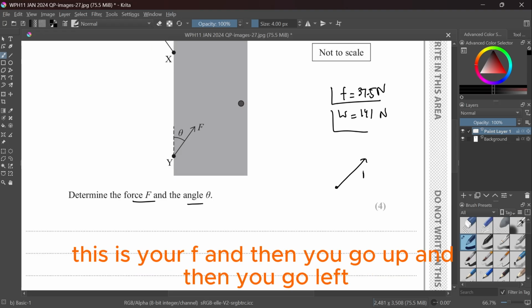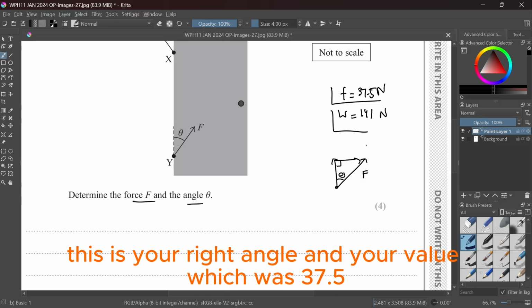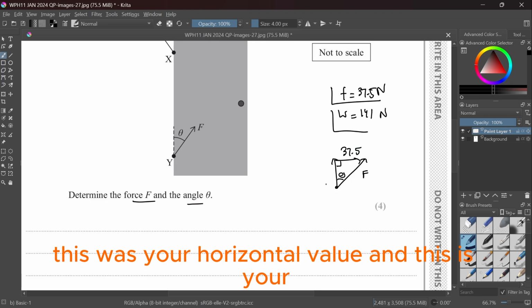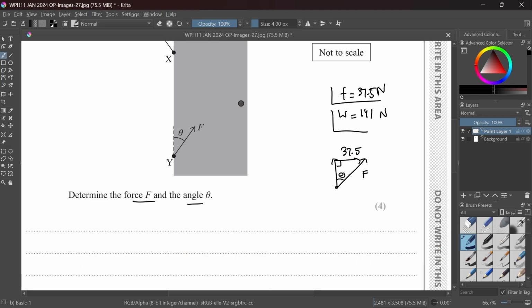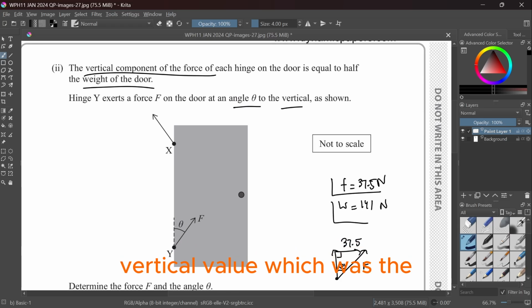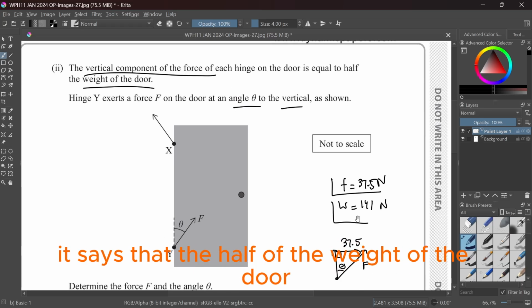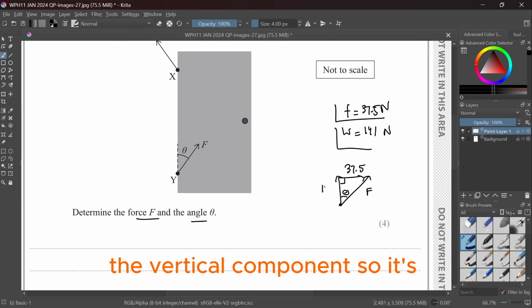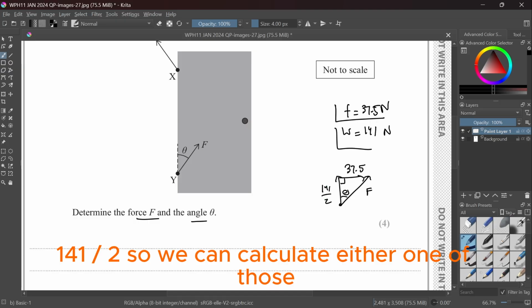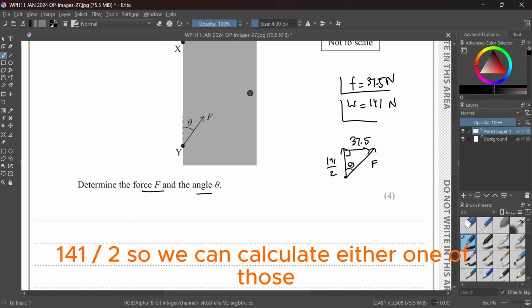So this is your F, and then you go up and then you go left, and this is your angle, this is your right angle, and your value, which was 37.5, this was your horizontal value, and this is your vertical value. It says that it is half of the weight of the door, the vertical component. So it's 141 divided by 2. So we can calculate either one of those, force or theta.